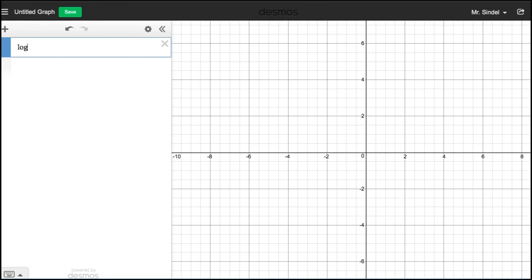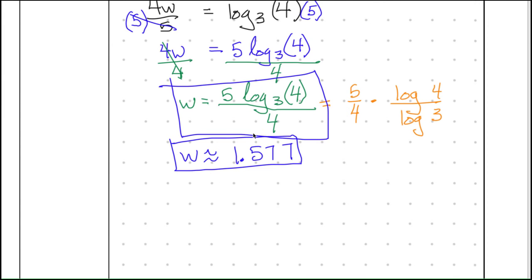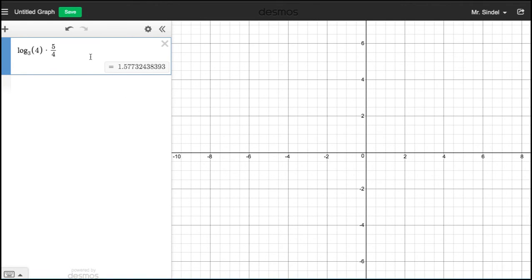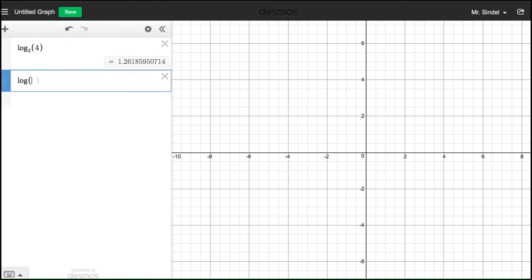If I do log base 3 of 4, it tells me that's 1.261. I had to multiply that by 5/4, and I get 1.577, which is what I found right there. So you can check your work on the Desmos calculator, but you should know that log base 3 of 4 is equivalent to log of 4 divided by log of 3 using the change of base formula. Notice that they're the same number.